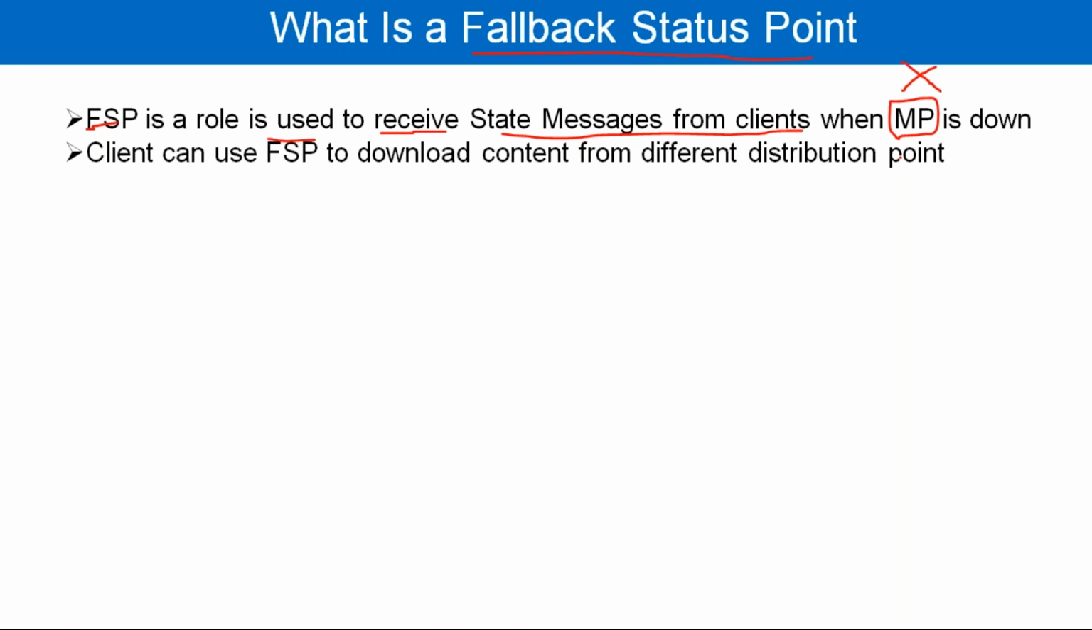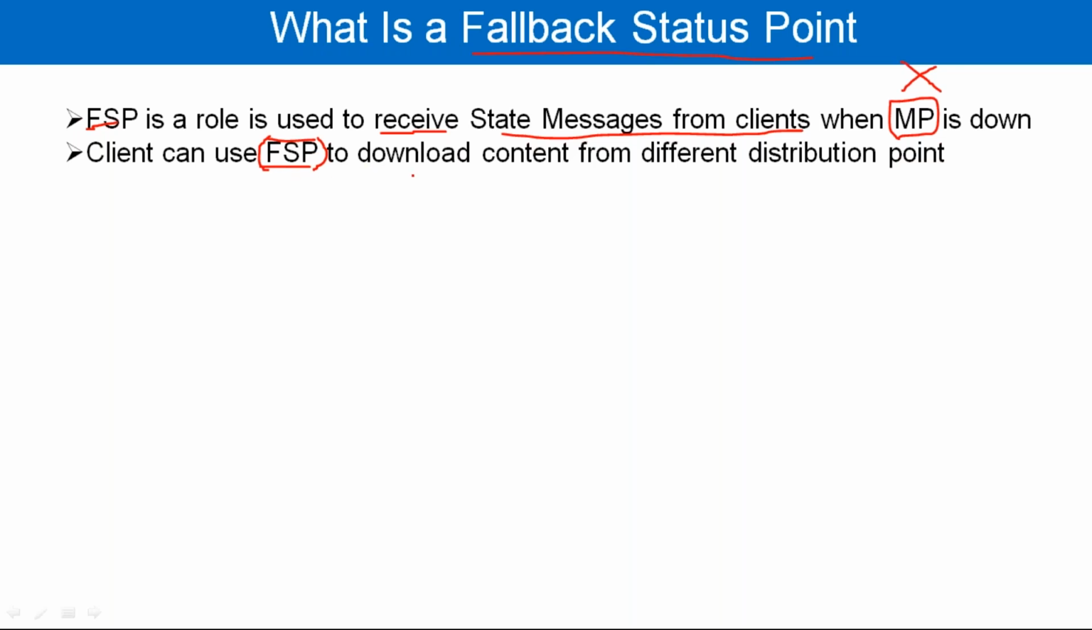Client can use fallback status point to download the content. For example, Mumbai distribution point is down. The devices in Mumbai will not be able to download the content because the Mumbai distribution point is down. So devices can connect to any other distribution point to download the content, and that distribution point will act as a fallback status point distribution point.